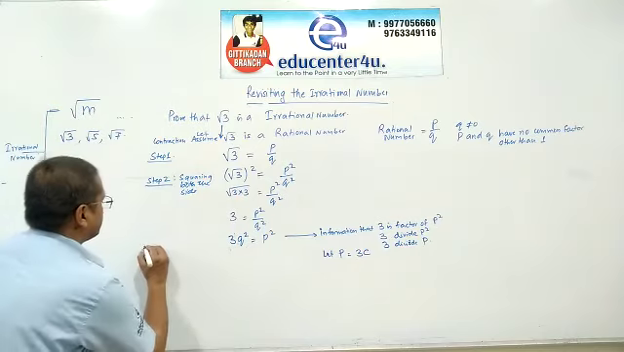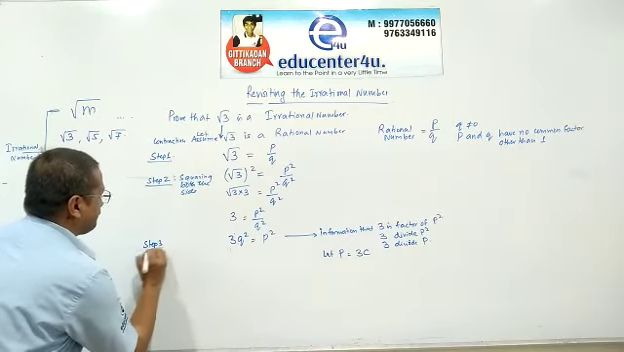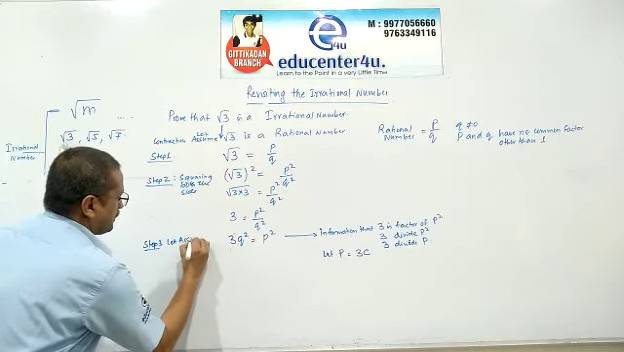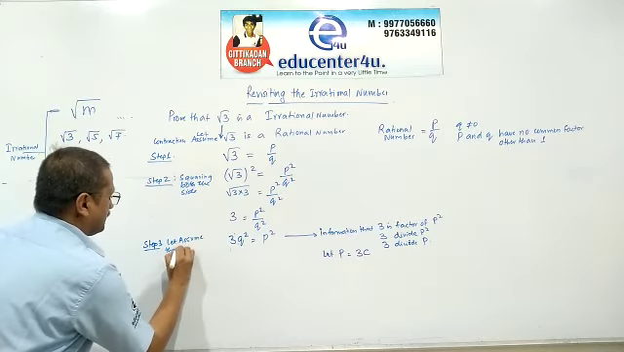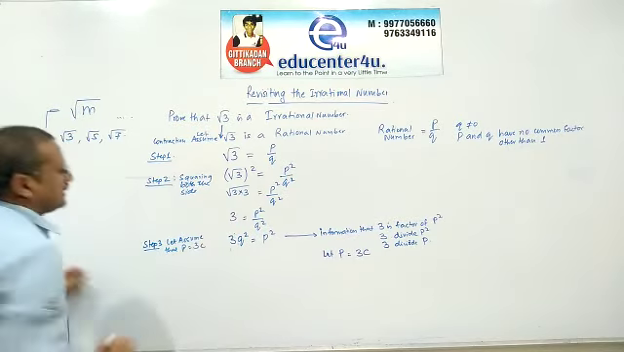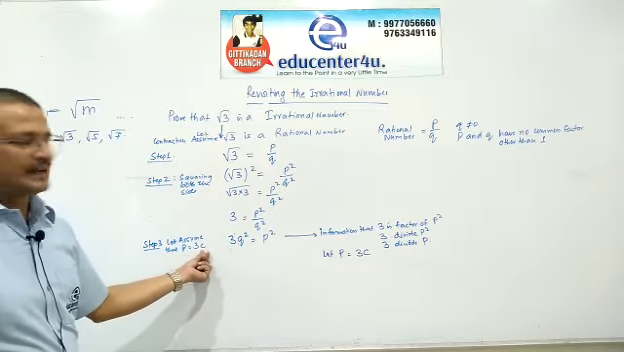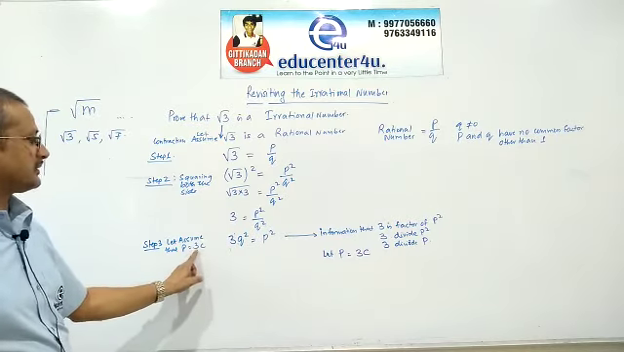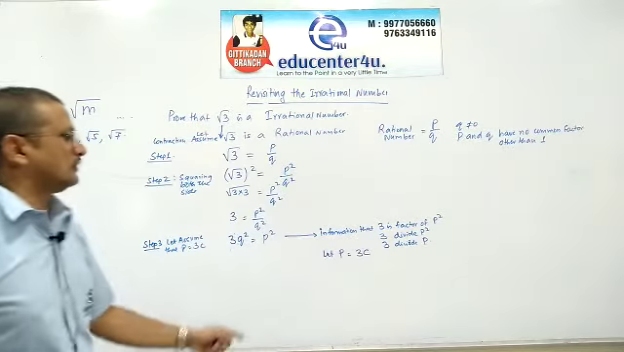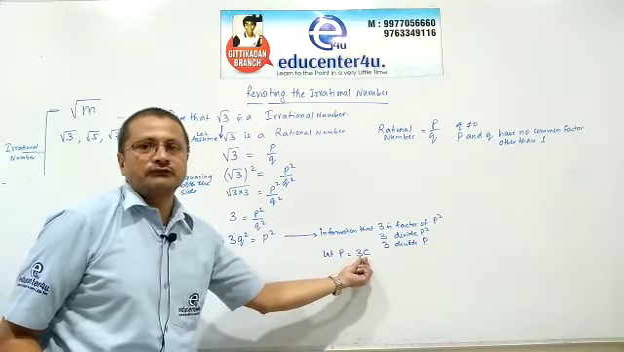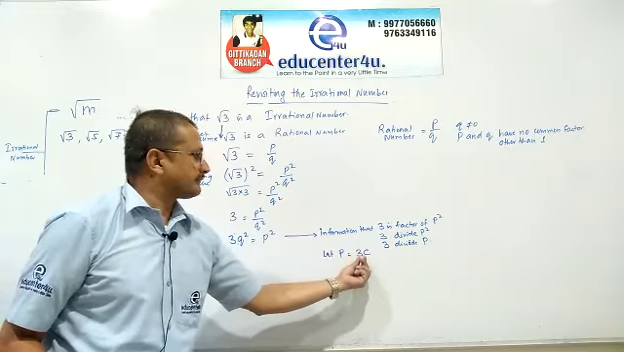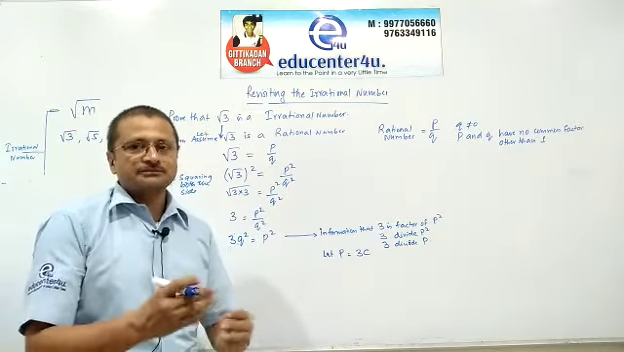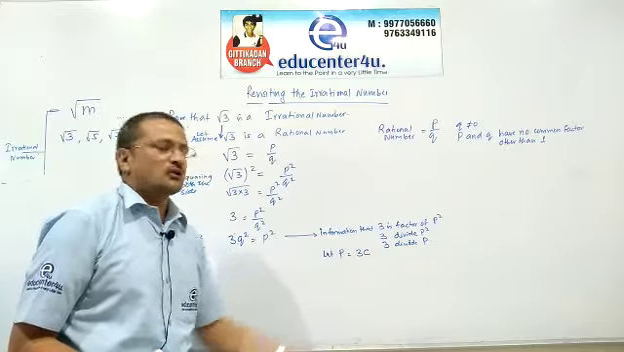The third step is: let us assume that p is equal to 3c. You can take any alphabet, c, m, anything, but 3 is there because 3 divides p, so it is always in terms of 3. If you are proving root 5, then 5 will come here, so it will be 5c. As per the number itself, this value will change.